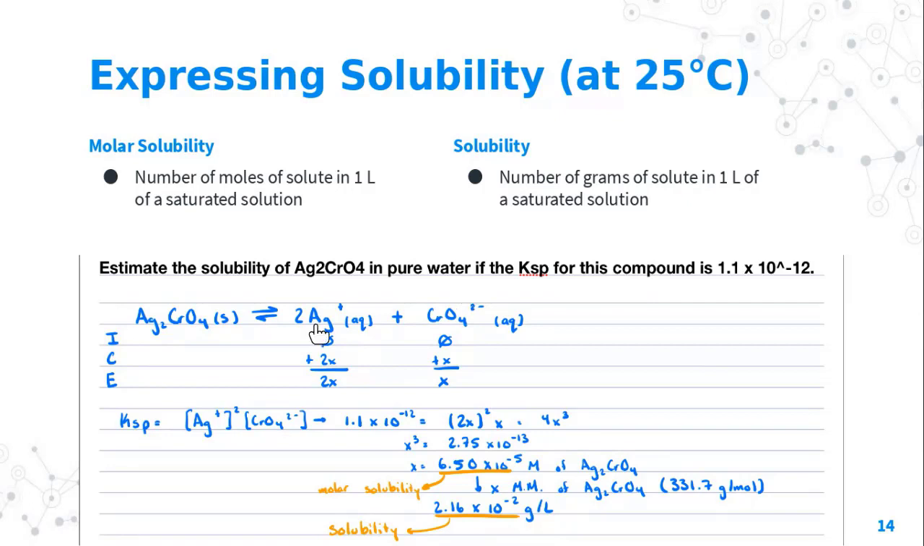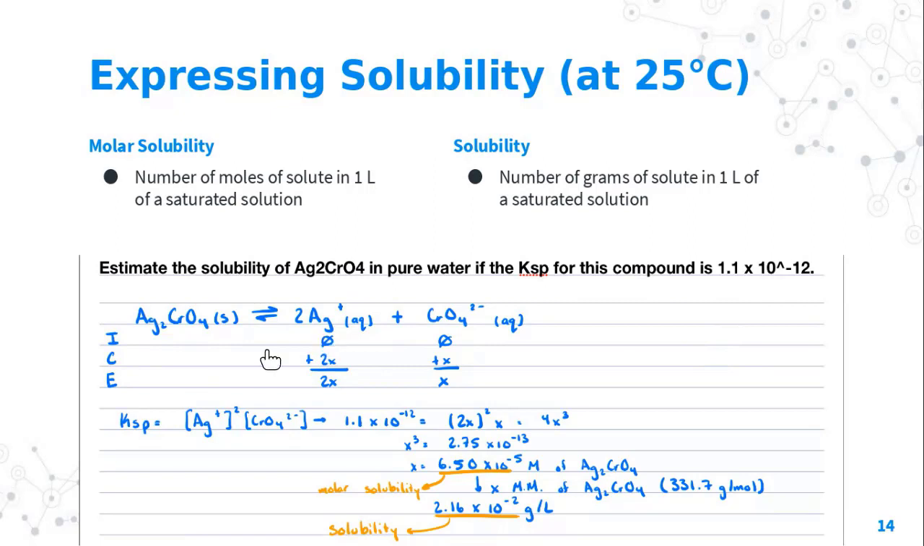All right, so here's an example problem I have. It's asking you to estimate the solubility of silver chromate in pure water if the KSP for the compound is 1.1 times 10 to the negative 12. What I always want to do when I'm looking at solubility of a compound is write out the expression. So silver chromate, Ag2CrO4, breaks apart into 2 silvers and then 1 chromate ion. Then we form an ice table.